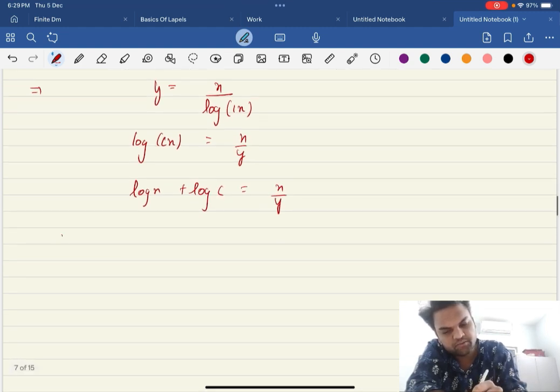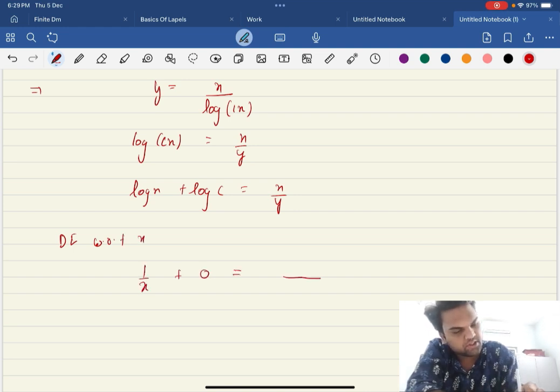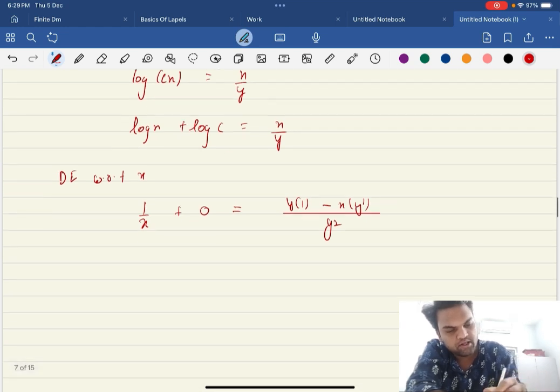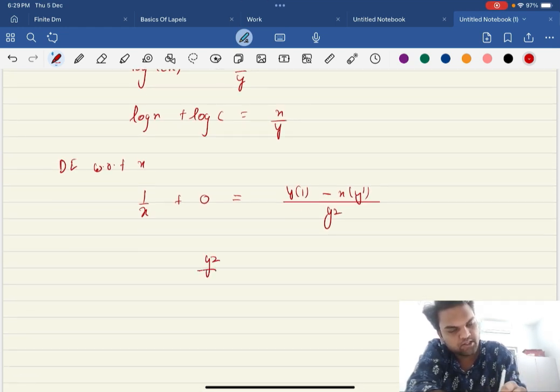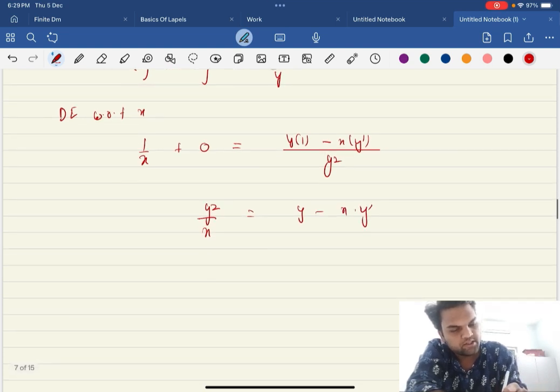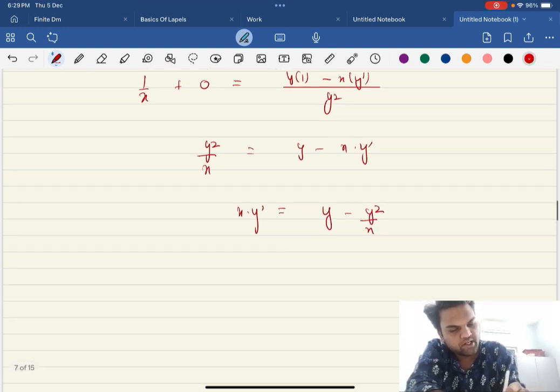Now differentiate the equation with respect to x. So we will get 1 by x plus 0, which is constant, and the differentiation of x by y is (y minus x y dash) over y square. Now I can write it as y square by x equals y minus x into y dash. I can write x into y dash equals y minus y square by x, and then y dash equals y by x minus y square over x square.